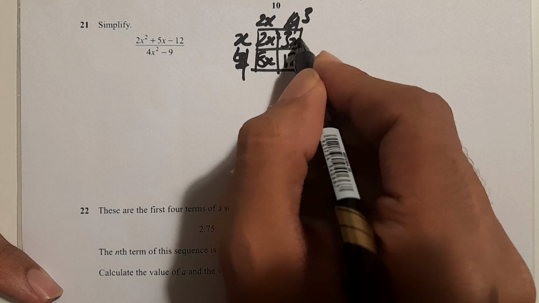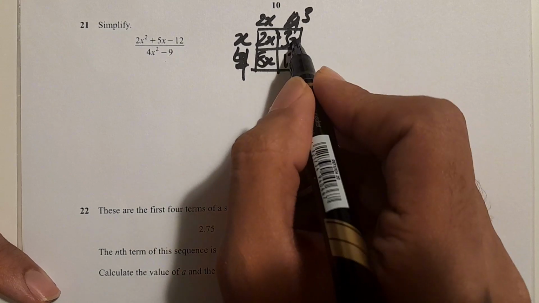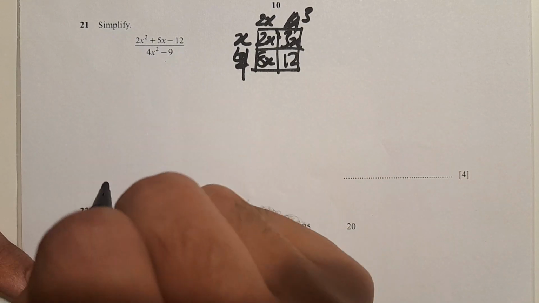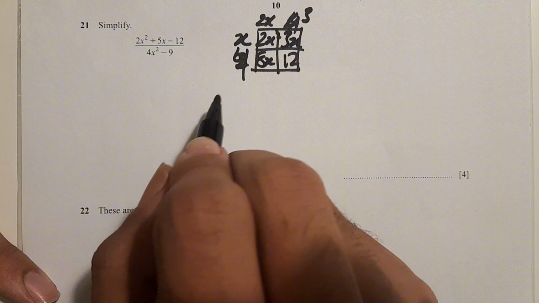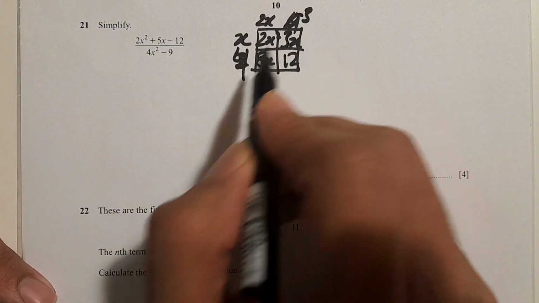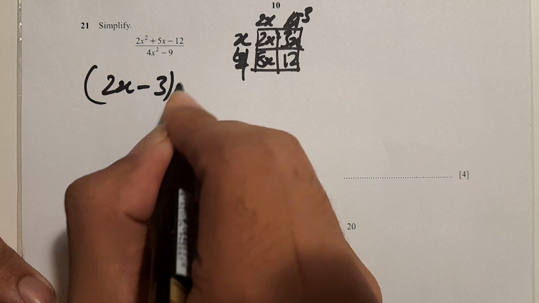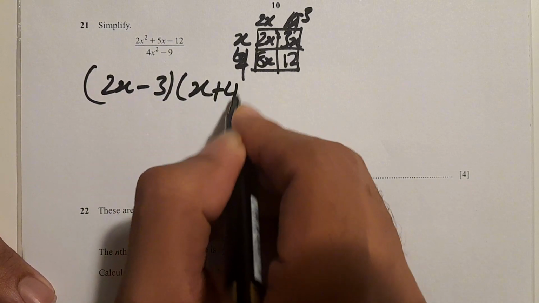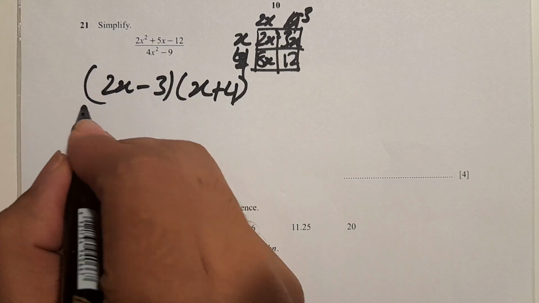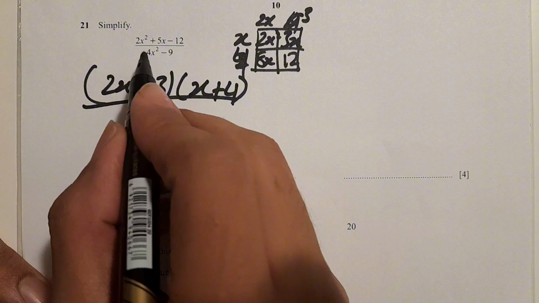And here we have 3x. So 8x minus 3x will be 5x. And 3 will be negative. So we will write 2x minus 3 and x plus 4 like this, divided by 4x squared minus 9.